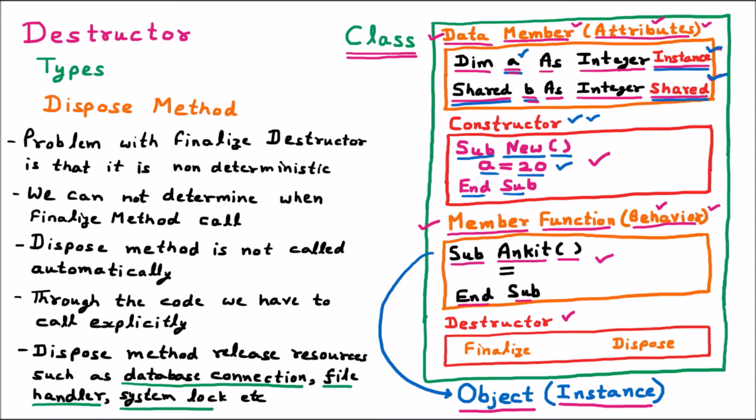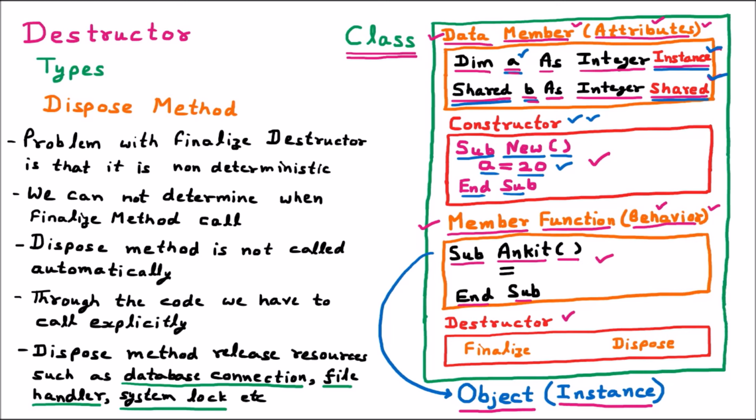Then the system lock. Whenever we are going to do any transaction, the system applies some locks. Just like whenever we have access to some file, at that time the system doesn't allow somebody else to see that file or work on that file because the system is working on it. These are called locks. So these resources can be easily freed with the help of the dispose method.